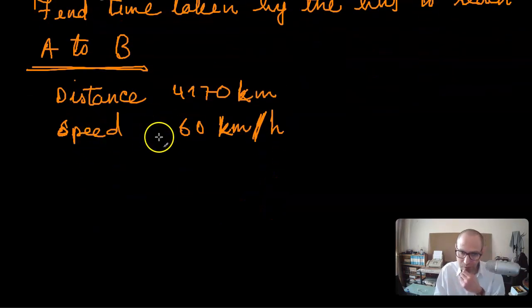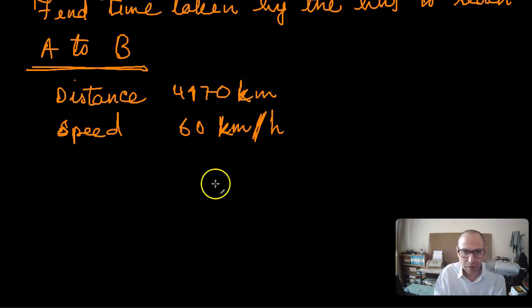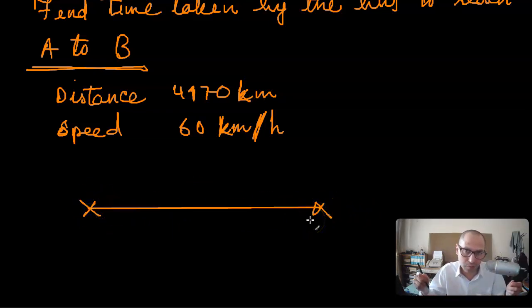The way I would form that train of thought in this particular situation: I know the distance is 4,100-whatever kilometers, and the speed has been given to me as 60 kilometers per hour. So I understand what the distance represents. There is some point here, and if you measure this distance using a measuring stick or measuring tape or whatever means, you would measure it to be so many kilometers. So I understand what this represents.